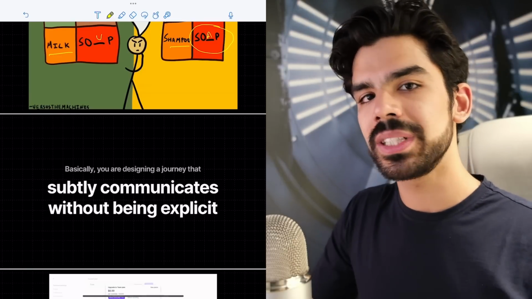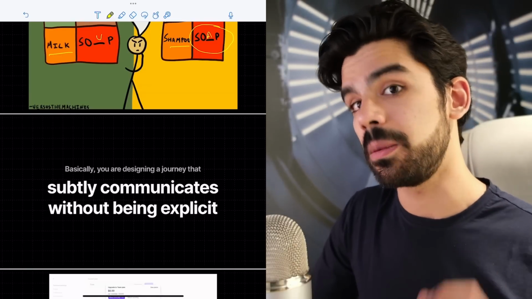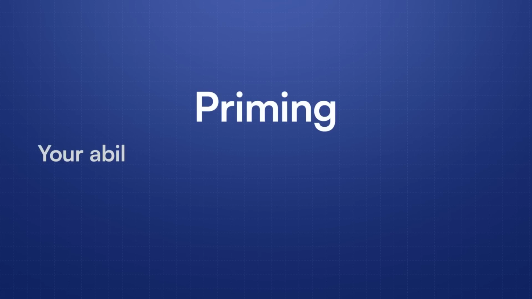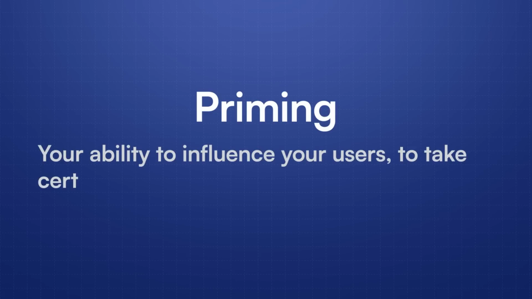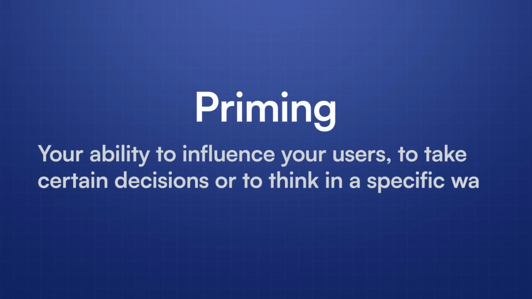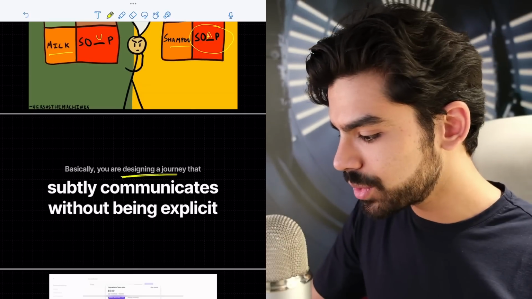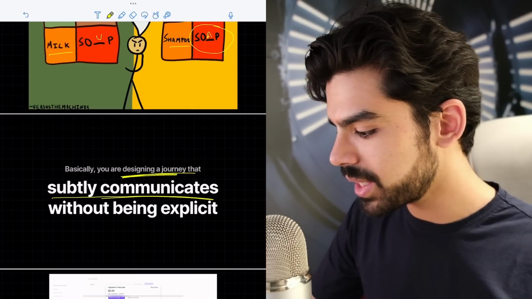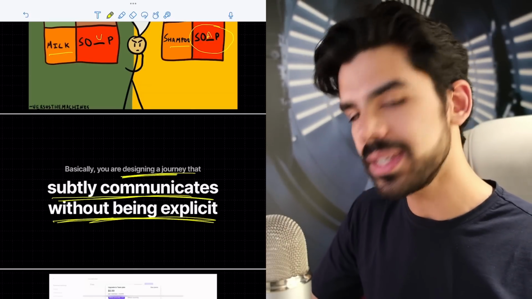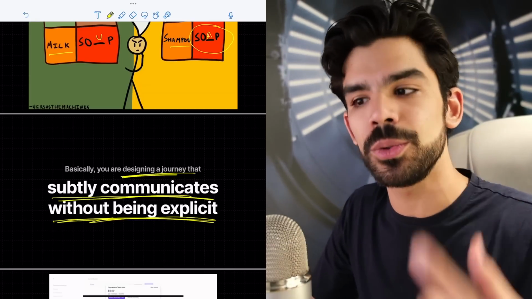Now, how do you use this as a designer? And why does this help us? See, priming is nothing but your ability to influence your users to take certain decisions or to think in a specific way. So if you're designing a user journey that subtly communicates without being very explicit, then you have successfully primed your user to do something.